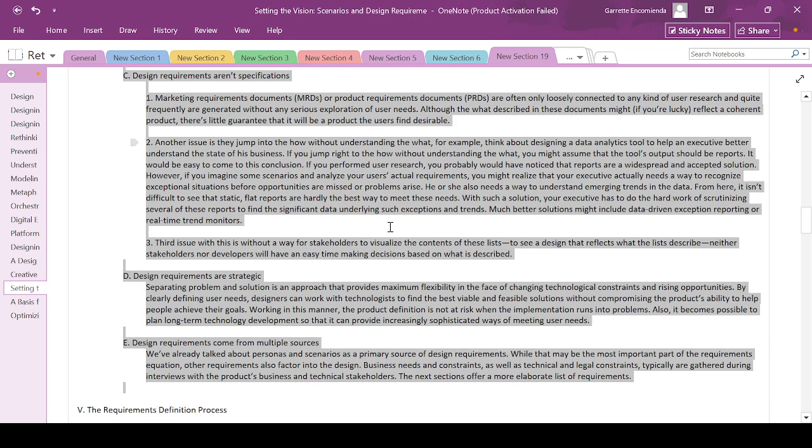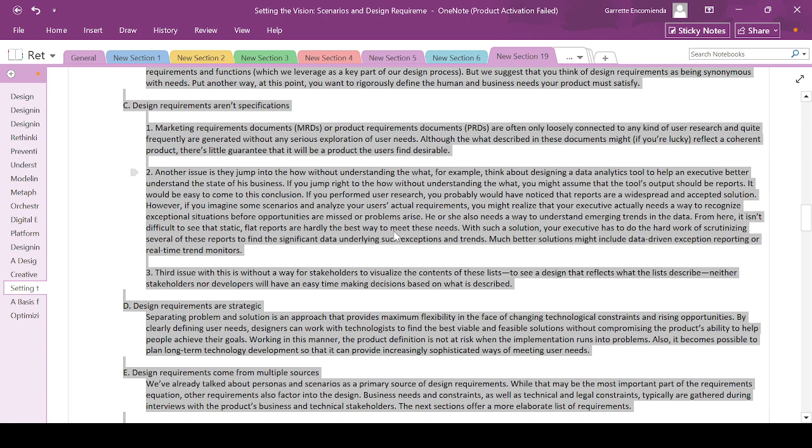People used to use this MRD and PRD. It's a list of product requirements and marketing requirements to satisfy. But this is not actually what requirement means, because it doesn't base on any user research or persona or modeling that we described in the previous video. Although what is described in these documents might, if you're lucky, reflect a coherent product, these are usually not coherent because they don't really come from a solid foundation.